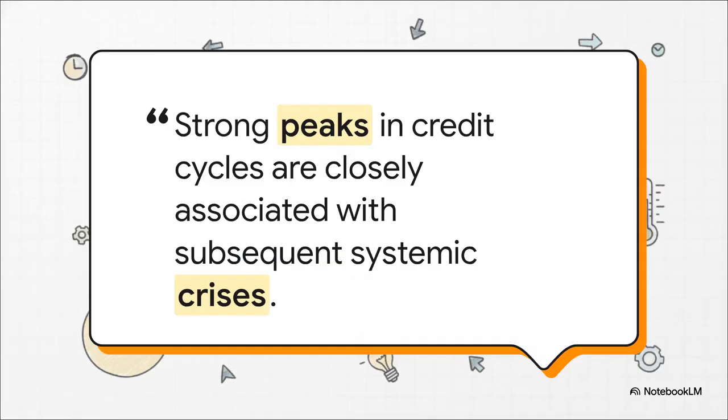Strong peaks in credit cycles are closely associated with subsequent systemic banking crises. Why does this matter to you? Because dangerously loose credit conditions, when basically anyone can easily borrow huge amounts of money, often create massive asset bubbles, particularly in real estate. When those bubbles inevitably burst, they take the broader economy down with them. What could have been a mild business cycle slowdown suddenly turns into a deep, incredibly painful contraction.